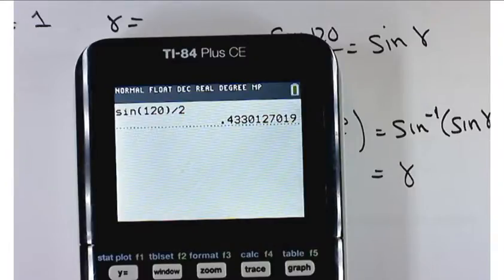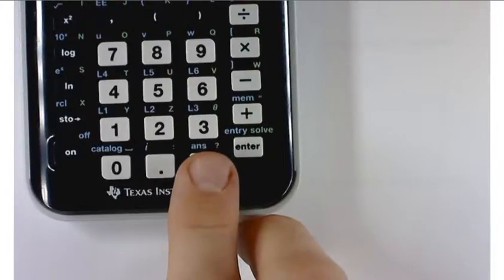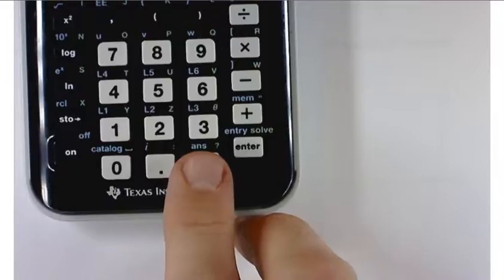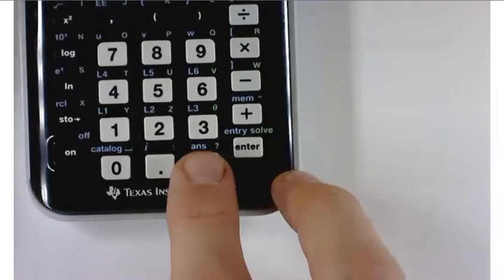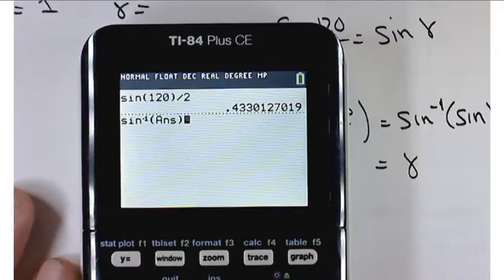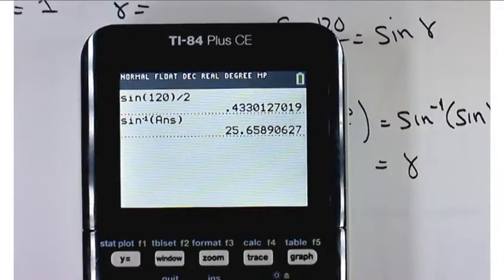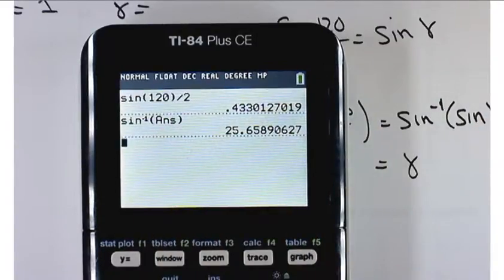But then what? Then I want the inverse sine of that previous answer, right? So let's type in the inverse sine, second, and then press the sine key of that previous answer. To get that previous answer, we're going to press this key. Right above the opposite key on the bottom row of your calculator is a little key that says A and S. So if you hit the second button and then this, it's going to take the inverse sine of your previous answer. So you don't have to type it in. It takes that number, takes the inverse sine, and you get 25.66 degrees.